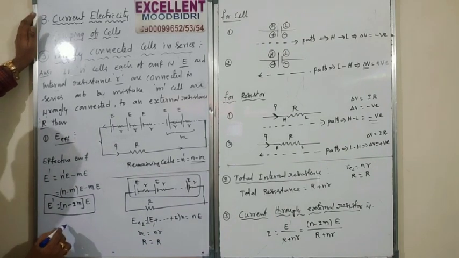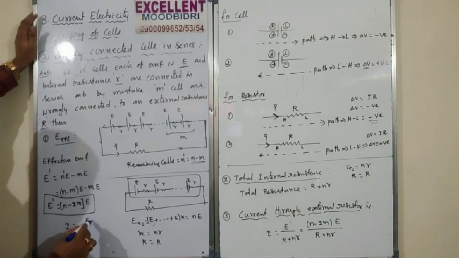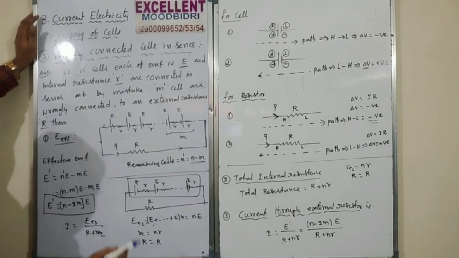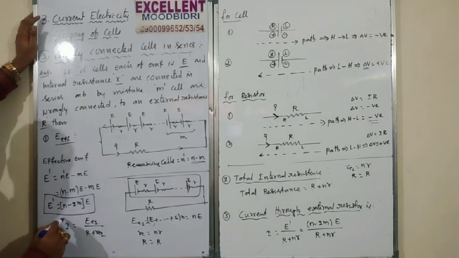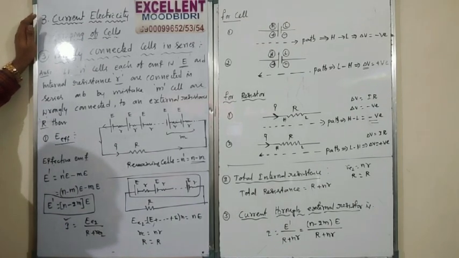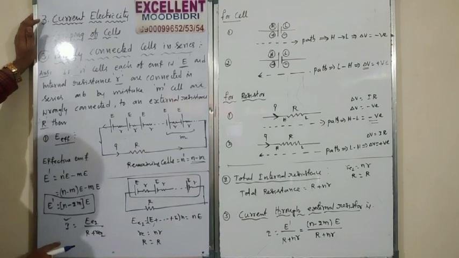Then I is equal to the formula. What is the I formula? E equivalent by R plus R equivalent. Very important formula. They will ask questions on the I only. In the NCERT textbook, the first questions 3.1 and 3.2 are related to this problem or this formula only.